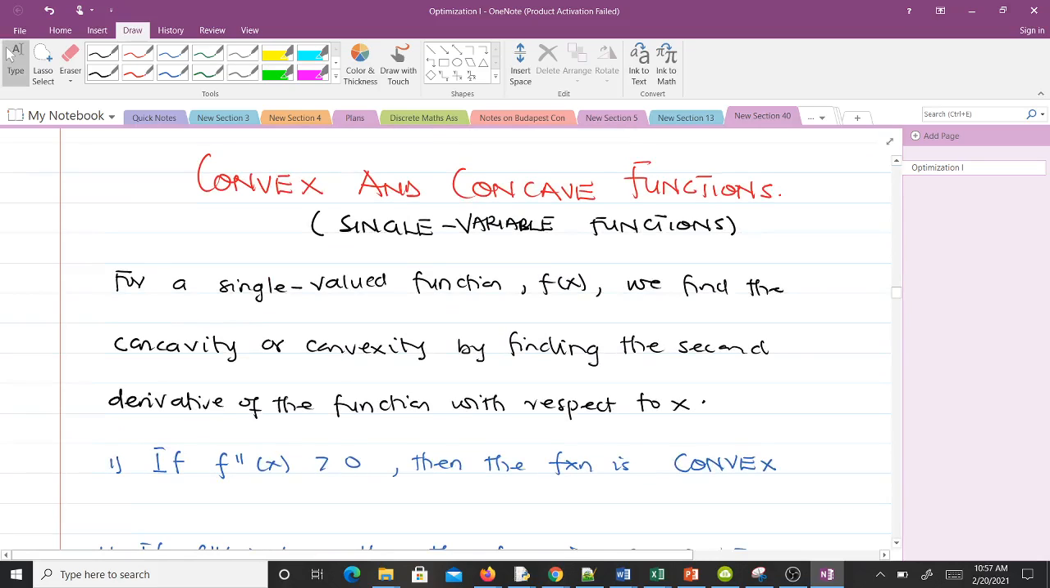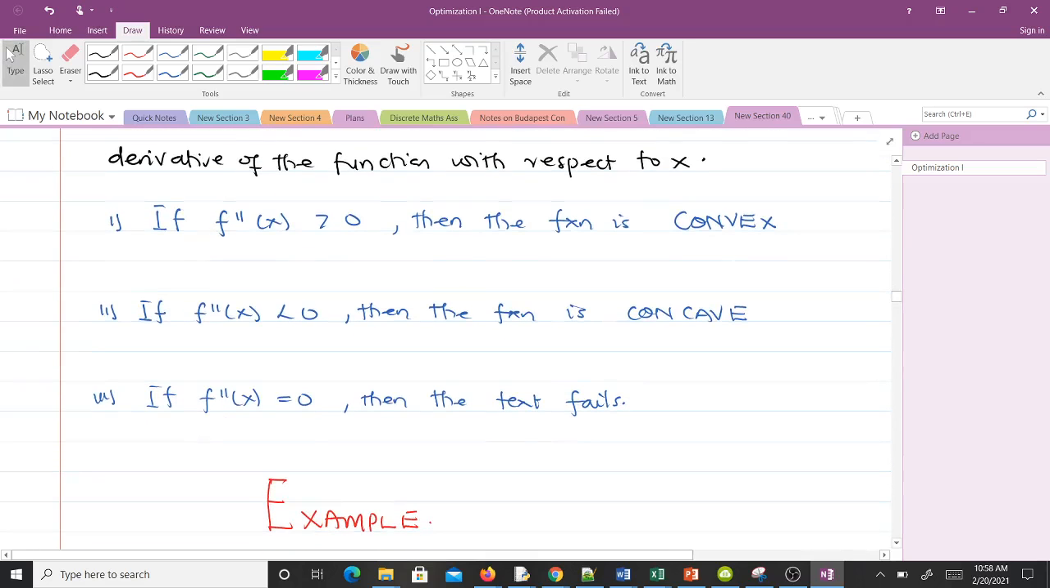So now let's talk about convex and concave functions. We first talk about single variable functions. For a single variable function f of x, we find the concavity or convexity by finding the second derivative of the function with respect to x. So when you have a single variable function and you're asked to find out whether it is concave or convex, what you do is find the second derivative of that function. If it is greater than zero, then we say the function is convex. If it is less than zero, then we say it is concave. If it is zero, then this particular test fails.